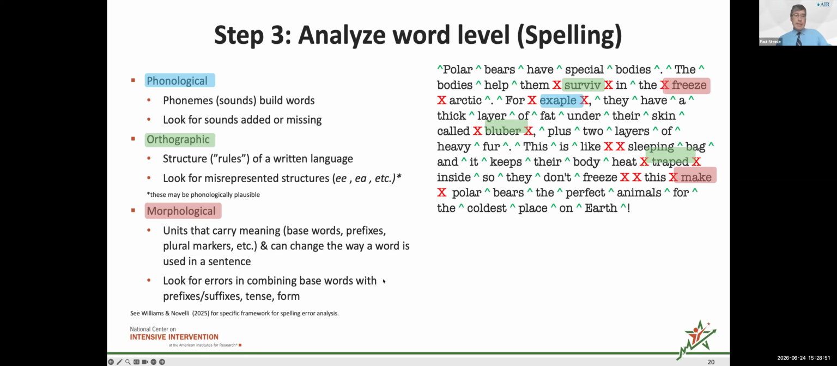Katie, could you briefly remind us why there's an X before and after a misspelled word?